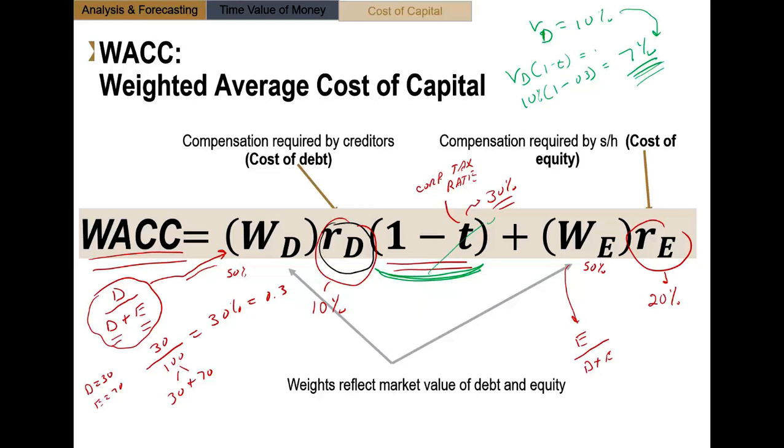So in other words, this is an average of all the sources of funds that you have. This is the average cost of all the sources of funds. If you have 5 different funds with 5 different costs, then you will have 5 components as your WACC.